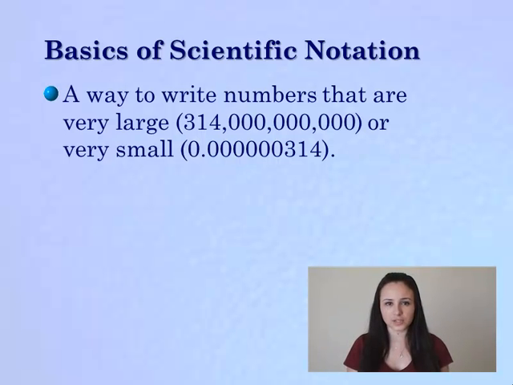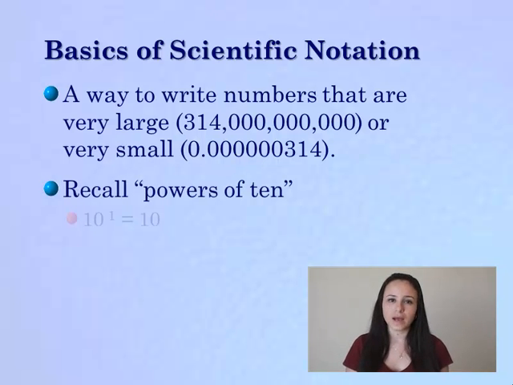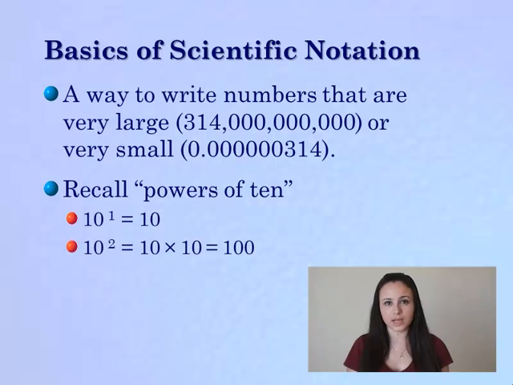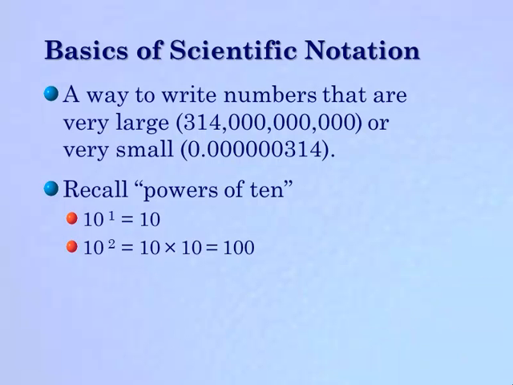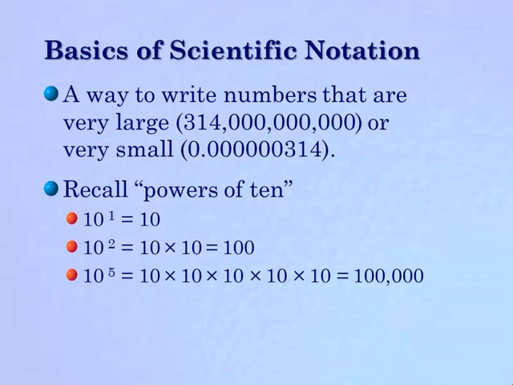Now, scientific notation is essentially a way to write numbers that are very large or very small. So let's recall some powers of 10. 10 to the 1, for example, is 10. 10 to the second power, or 10 squared, is 10 times 10, which is equal to 100. 10 to the fifth power is 10 times 10 times 10 times 10 times 10, which is 1 followed by 5 zeros. Do you see the pattern here? That's going to be our secret as we continue along.